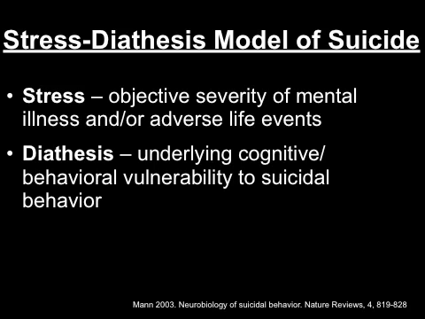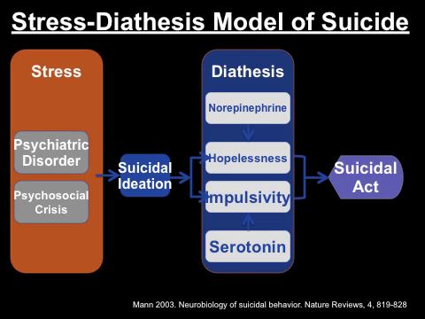So the way this looks is we have stressors, again, disorders and psychosocial crises, and these diatheses. The vulnerabilities that tend to be the focus of this theoretical perspective are impulsivity and hopelessness. So hopelessness is just this idea that the future's really not going to get any better. As bad as I feel right now, there's no up from here. At best it's going to stay the same or even get worse. So that doesn't give me a lot of desire to continue on with what I'm doing.